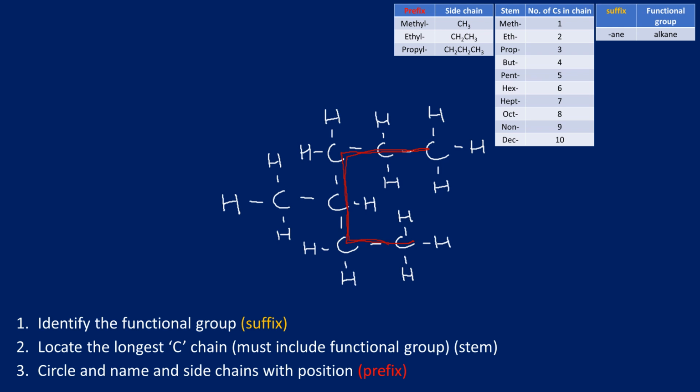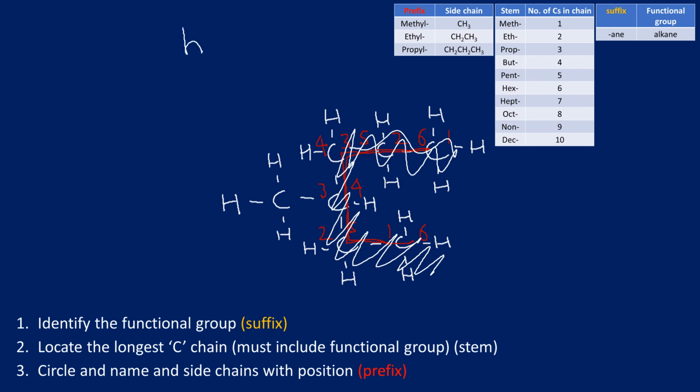So I've got to number them 1, 2, 3, 4, 5, 6. And I can number them in reverse as well, 1, 2, 3, 4, 5, 6. So that's going to account for that part of the molecule. So that's 6, so that's going to be hex, ane. So the stem is hex and the suffix is ane.